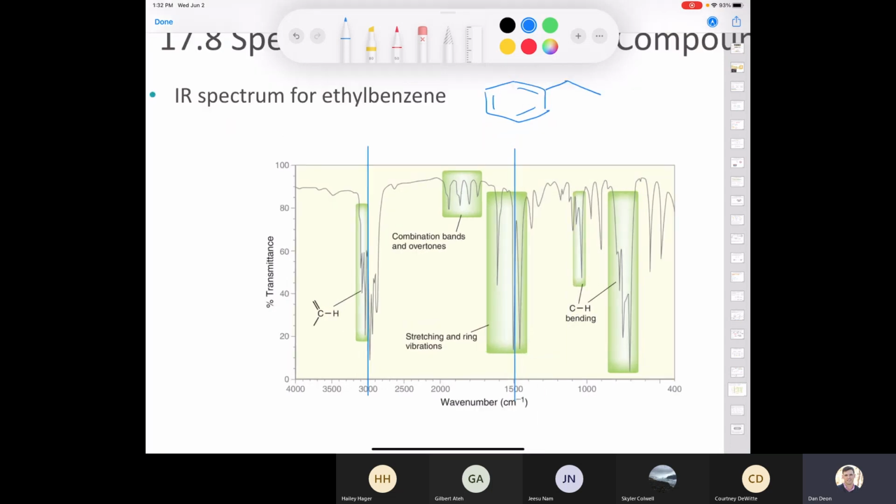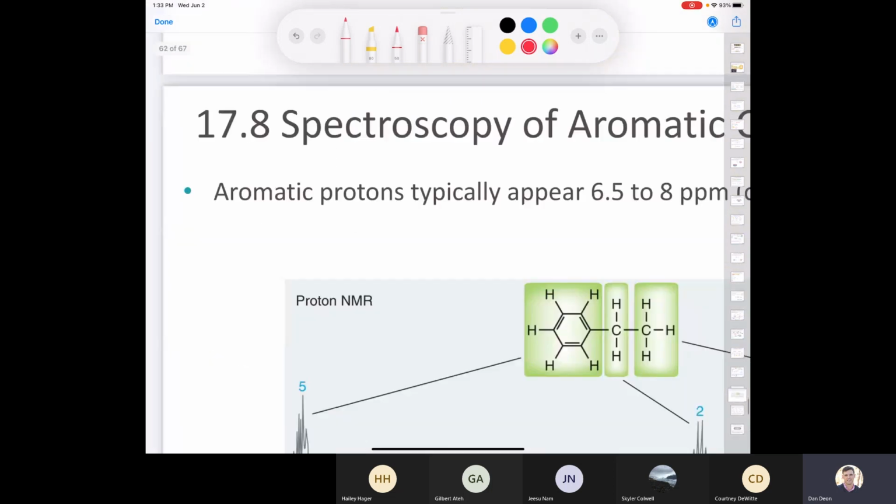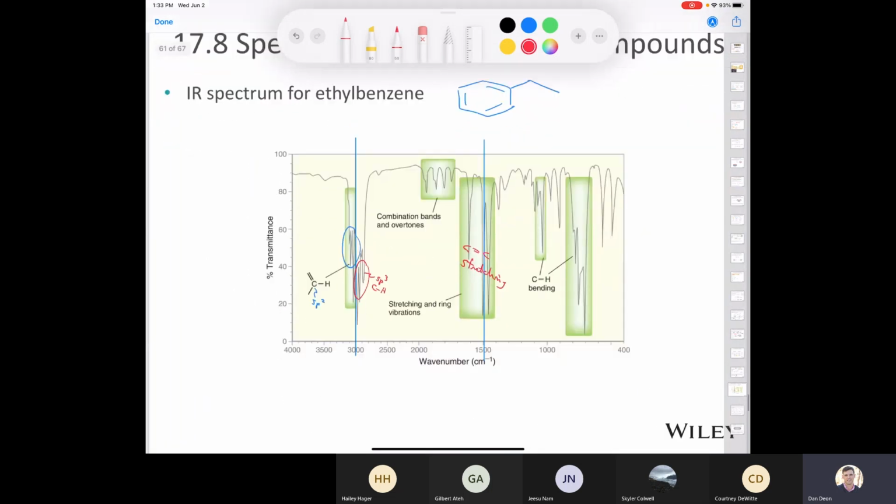You see that we have some signals right above 3,000, right? Those are the sp2 hybridized carbon-hydrogen stretching, whereas these ones here are sp3 hybridized carbon-hydrogen stretching. Here are the overtones right here, which are again 1700 to 2000. Here are the aromatic carbon-carbon stretching. So this is all the aromatic carbon-carbon stretching. And then you have the bending of the carbon-hydrogen, which we won't worry about a whole lot in Organic Chemistry 1 and Organic Chemistry 2 lecture.